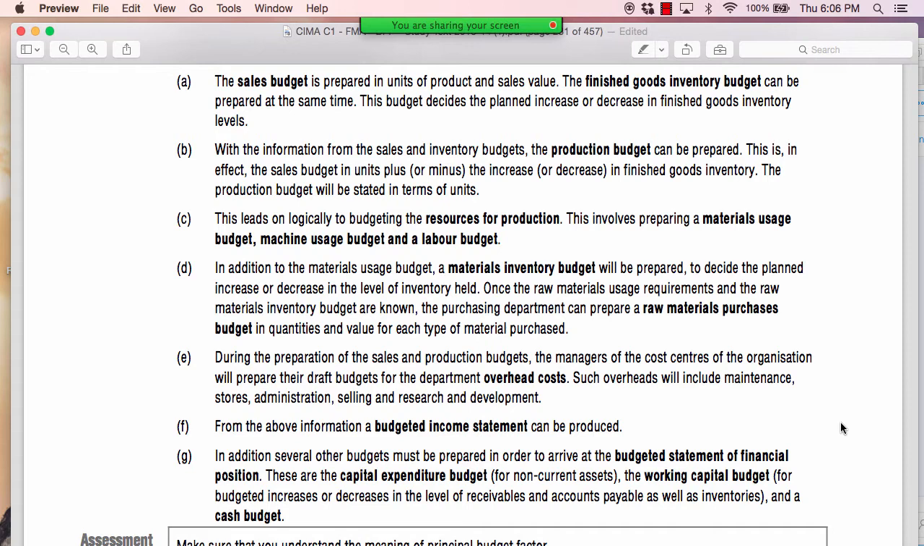What is material usage budget and machine usage budget? Anybody? How much material you're using, and a forecast of how much material and how much machine will be used. Yes. Now, why is machine usage budget important? What does that give you? Basically, the production will depend on the machine. It gives you an idea as to how many.